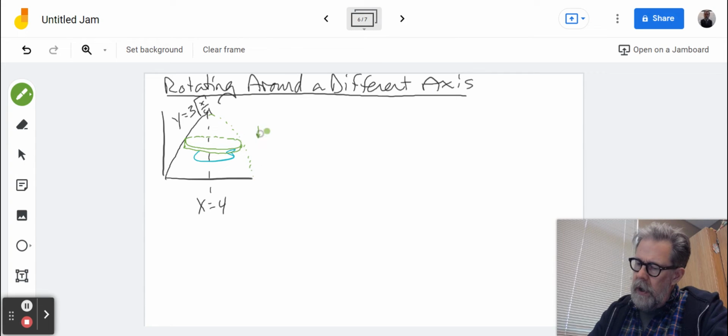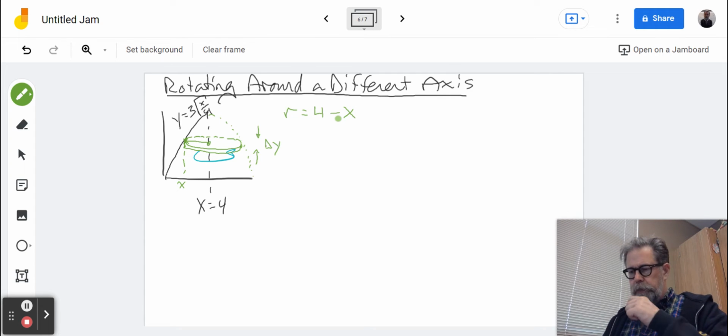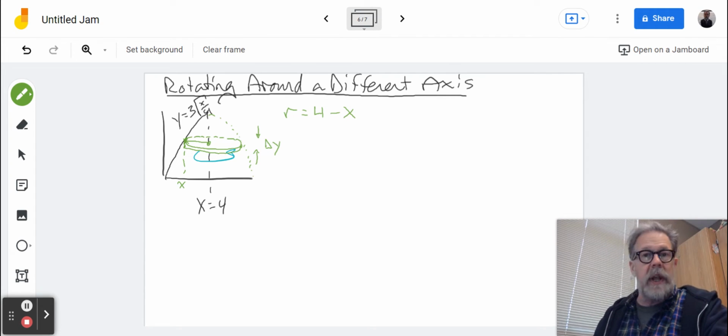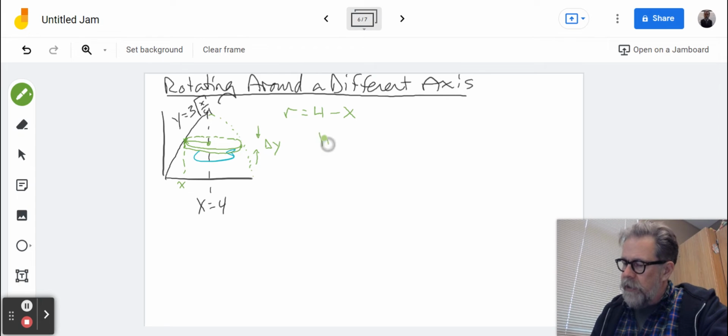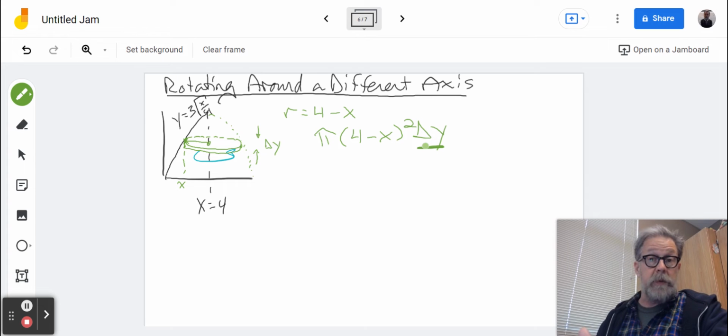There it is. Notice that it has a height of delta y, and it has a radius, since this is some point x, a radius of 4 minus x. So what's the volume of our disk? Well, the volume of our disk is pi times (4 minus x) all squared delta y. The delta y tells us we're going to integrate with respect to y. We're going to be stacking these up and down instead of side to side.